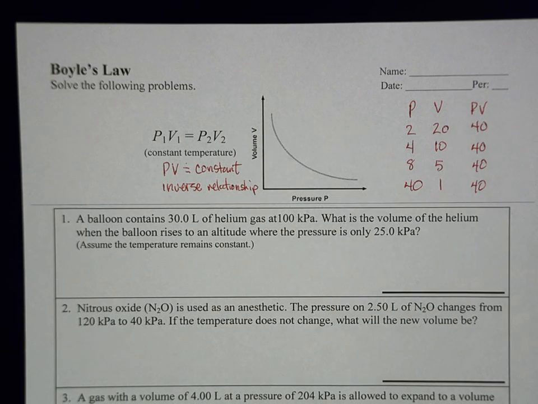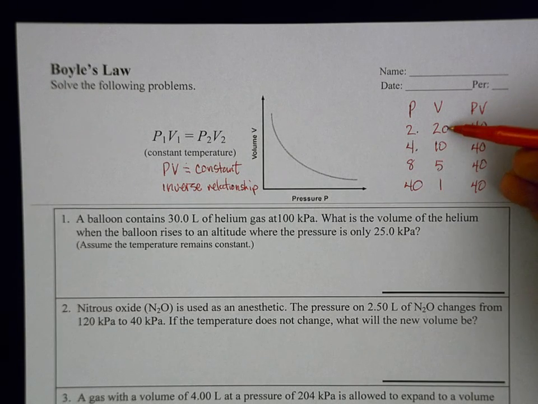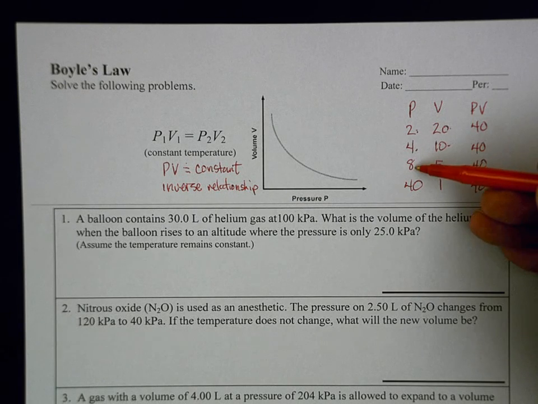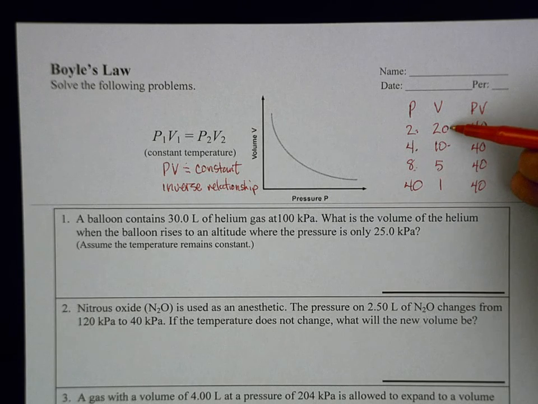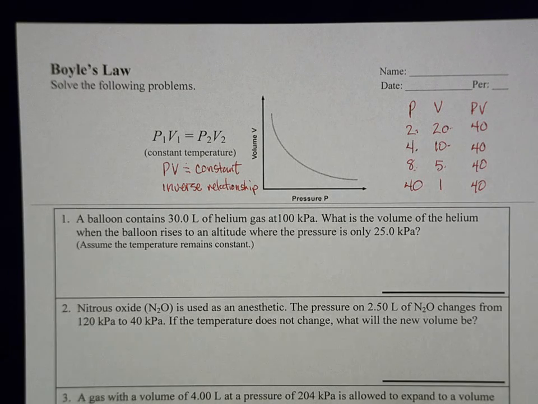Furthermore, notice this aspect of the pattern. This one, when I doubled, got cut in half for the other one. If I go times 4, 2 times 4 gets to 8. Well, notice 20 divided by 4 brought me down to the 5. So not only do they go in opposite directions, but they have the same factor involved. In other words, multiplying by 2, divide by 2. Multiply by 4, divide by 4. This is what an inverse relationship is. Inverse because one went up as the other went down.